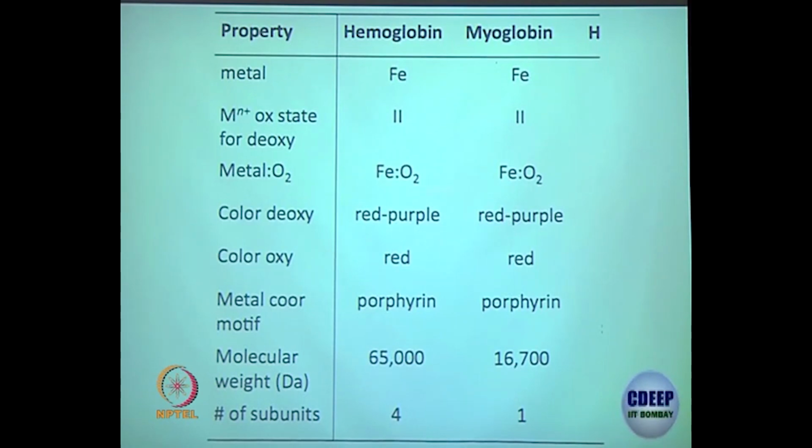Both of them are red in color in the oxyform. What is oxyform? Oxyform simply means that oxygen is bound. Deoxyform means that oxygen is not bound, period. Oxyhemoglobin, deoxyhemoglobin, oxymyoglobin, deoxymyoglobin. These terms will be used. Deoxy means no oxygen is there.